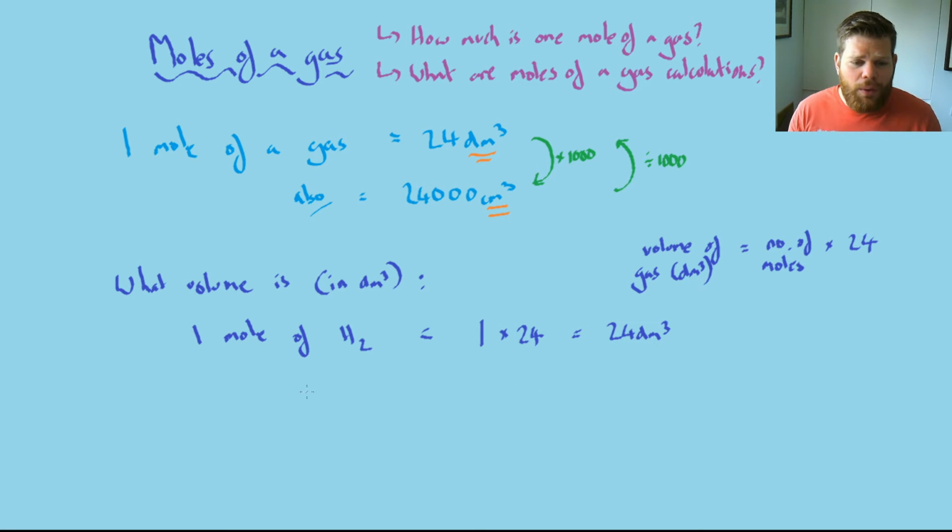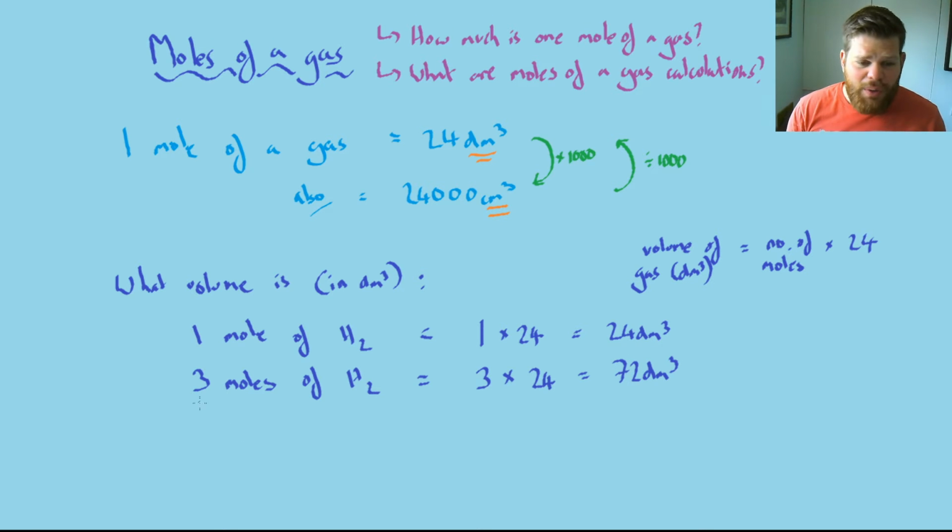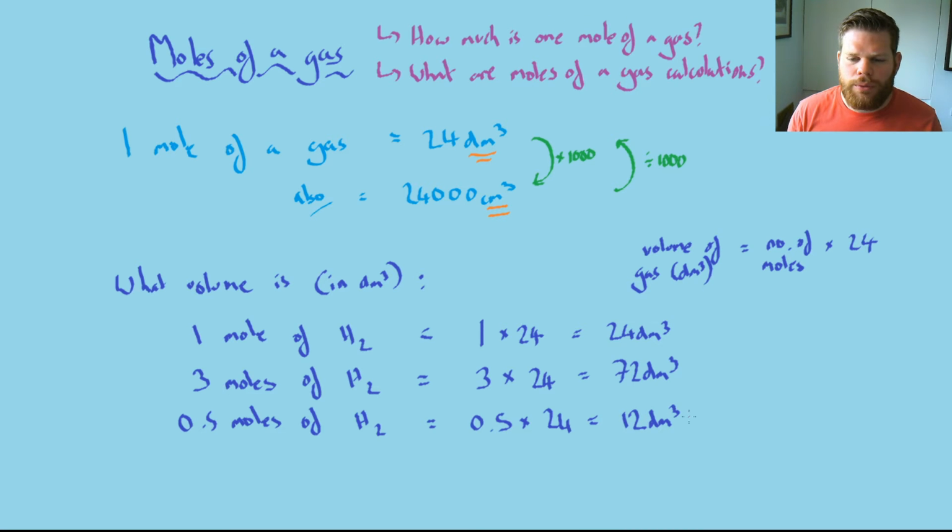A second question could simply be 3 moles of hydrogen. Now remember, this hydrogen could be any other gas, it could be oxygen, it could be anything, it doesn't matter what that gas is. Here I would have 3 multiplied by 24, which gives me the total of 72 decimeters cubed. On to a third question, 0.5 moles of H2, and what we would have here is 0.5 multiplied by 24, which equals 12 decimeters cubed.